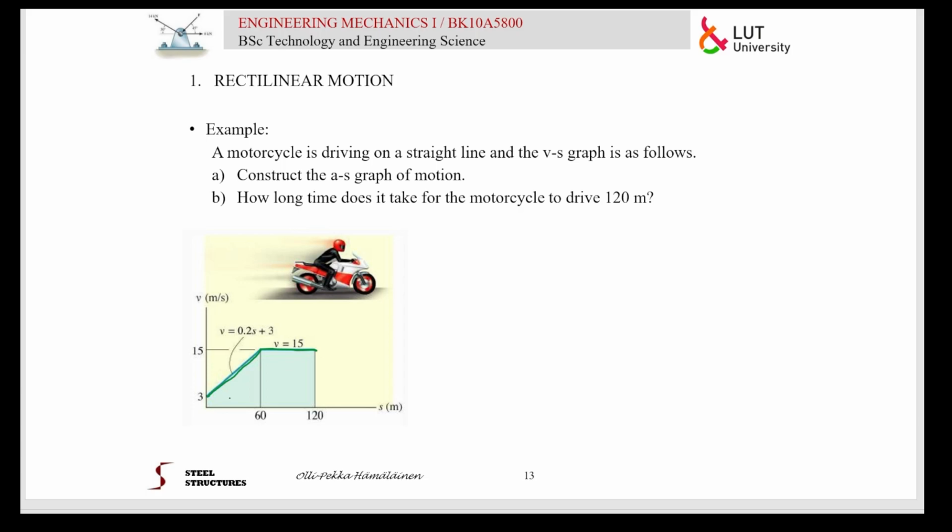Now, without knowing anything about formulas to apply or what to do next, if I wanted to try to understand what's happening in this chart, I could say, well, I know that from 0, which is this point here, to 60 meters here, the velocity increases from 3 to 15 meters per second at a rate of 0.2 seconds per minute, something like that. This is the equation of a straight line. This is the slope-intercept form of the equation of a line.